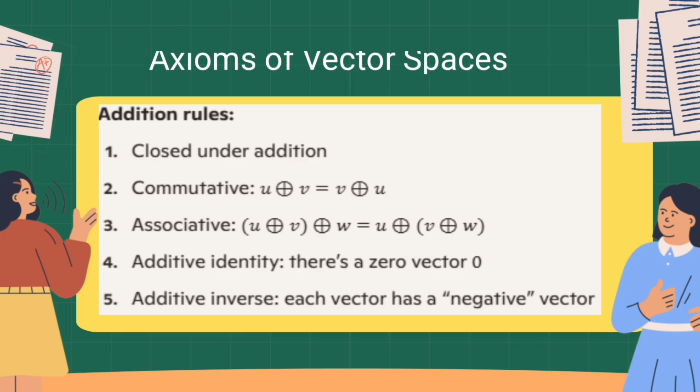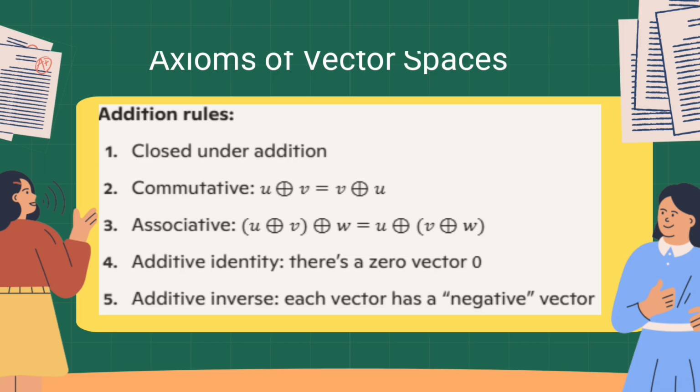Next, associativity of addition: grouping doesn't matter. So the quantity (u plus v) plus w is equal to u plus the quantity (v plus w). Even if the grouping is not the same, on the left side you group u plus v first, and on the right side you group v plus w. This allows us to add multiple vectors without worrying about parentheses.